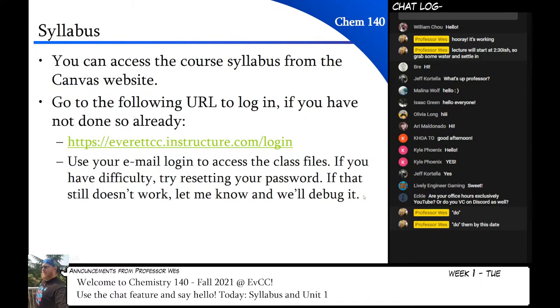I know that sometimes students have difficulty trying to log into Canvas because it's weird the first few times. If you have any trouble with that, make sure that you reset your password. If you still have trouble, contact the IT help desk, or e-learning, and they will direct you to the correct person. If you don't know those addresses, I can get them for you. That's fine.